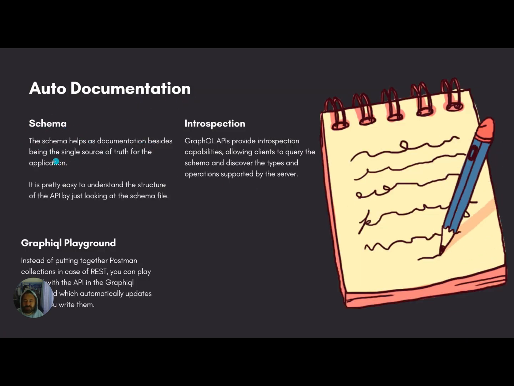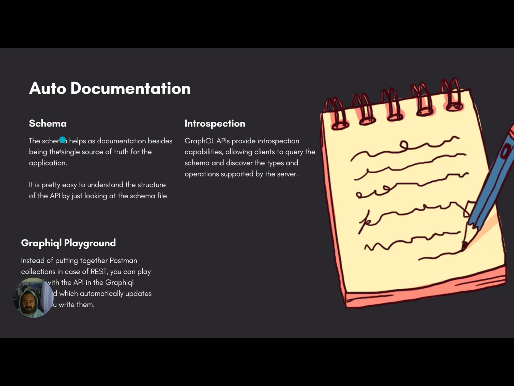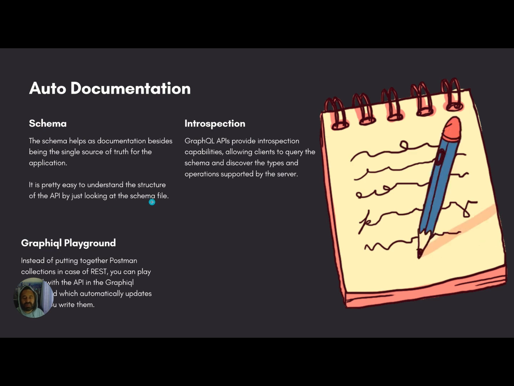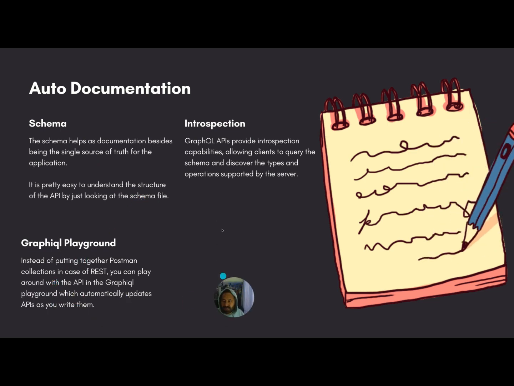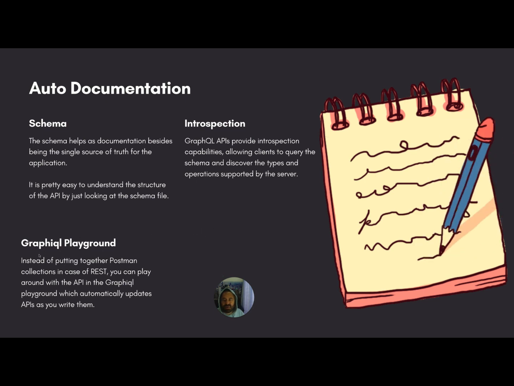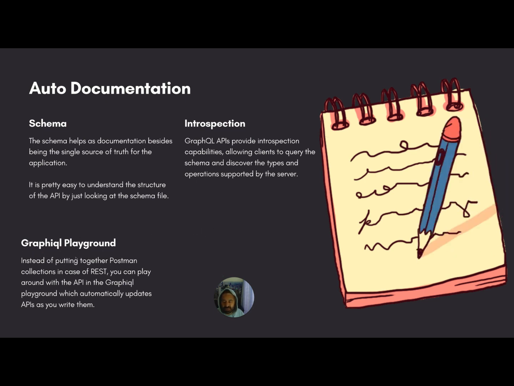Auto documentation. So schema helps the documentation besides being a single source of truth for the application. This is basically the first thing that you'll see after installing the package that we're going to install, and then as soon as we publish the schema, you'll see the schema file, and by just looking at the schema, you'll understand what the application is all about. So this single file is so powerful that it actually replaces the need for multiple files that you create during REST, as you'll see.